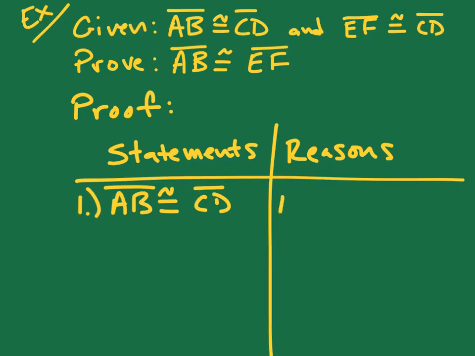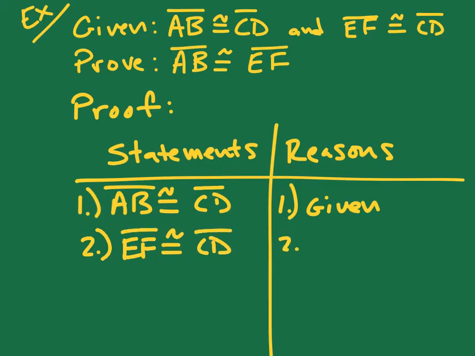Merry Christmas, Happy Hanukkah, Happy New Year, Happy Birthday, whatever it is, this is a gift that I'm giving you. Now, the second statement that I can write is my other given statement, that EF is congruent to CD, and the reason for that is because it's given. You're welcome. That was a gift. So now the question is how do I use this information here to arrive at this conclusion?